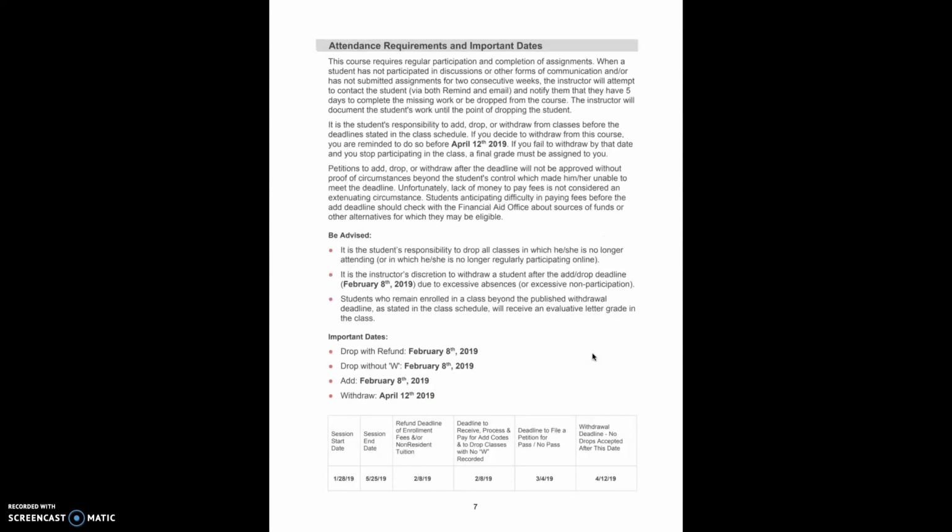Okay, page 7, some important dates for dropping or changing your course schedule. So this class requires that you're doing things every single week. If you go 2 consecutive weeks without completing anything, I'm going to send you a message by remind and email. You'll have 5 days to complete the missing work. If you don't, you'll be dropped. I will drop you if you are not completing work.